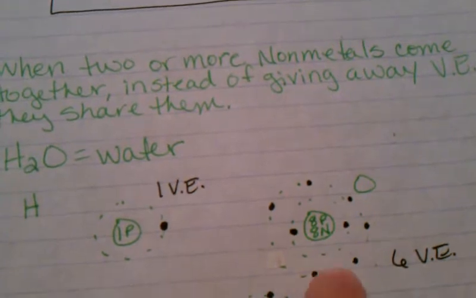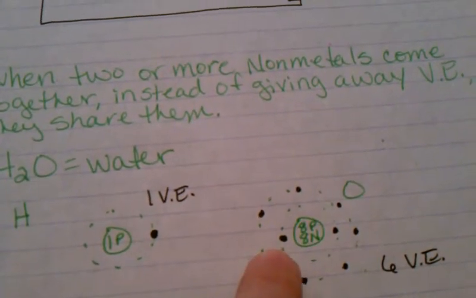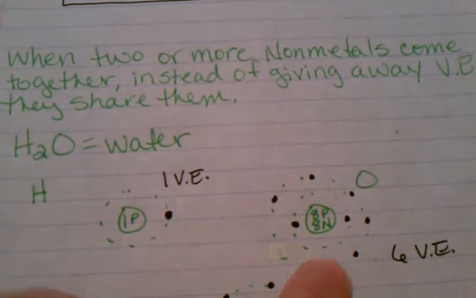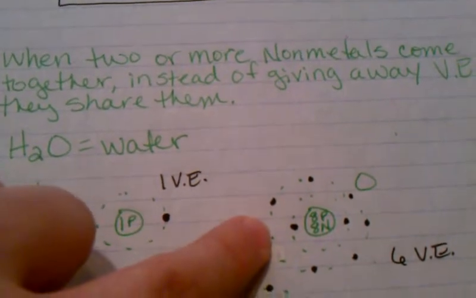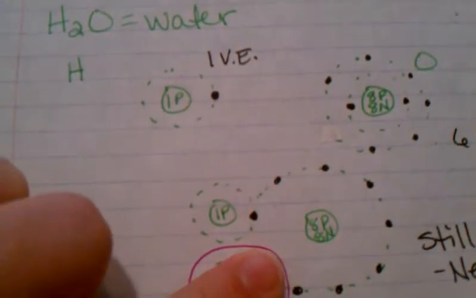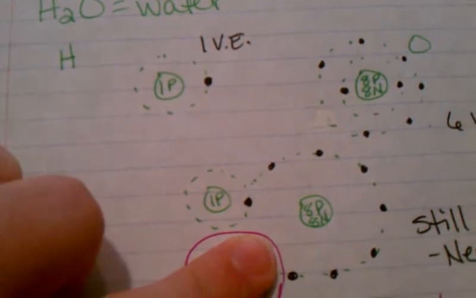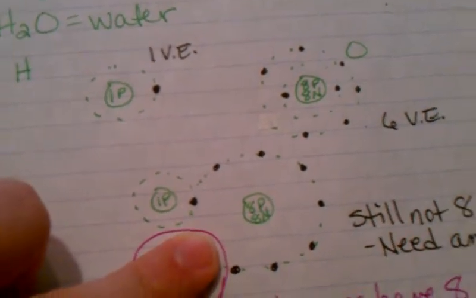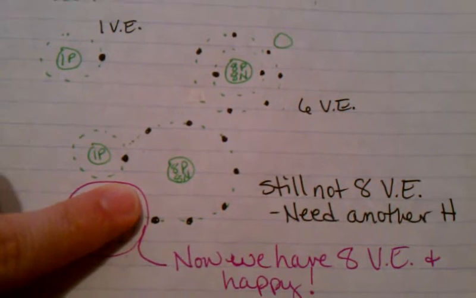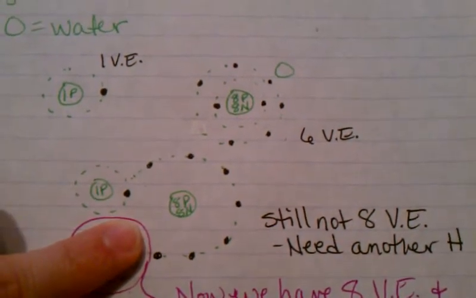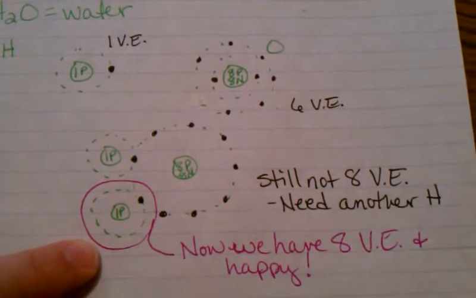Oxygen has 6 electrons in its outer ring. It has 8 total. It has 6 in its outer ring. So hydrogen is going to come over here, and hydrogen is going to help oxygen out. But when he does that, oxygen only has 7 electrons. It doesn't have 8. So we need to find another hydrogen atom.